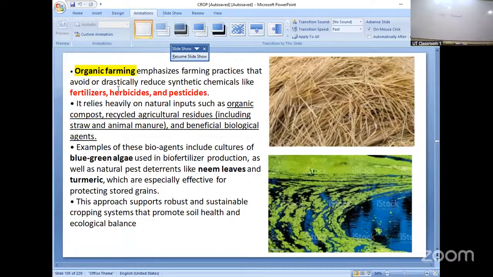And organic farming totally depends upon farming practices only, and chemicals like fertilizers and pesticides are reduced, they're not used. And bioagents like blue-green algae, neem leaves, and turmeric.